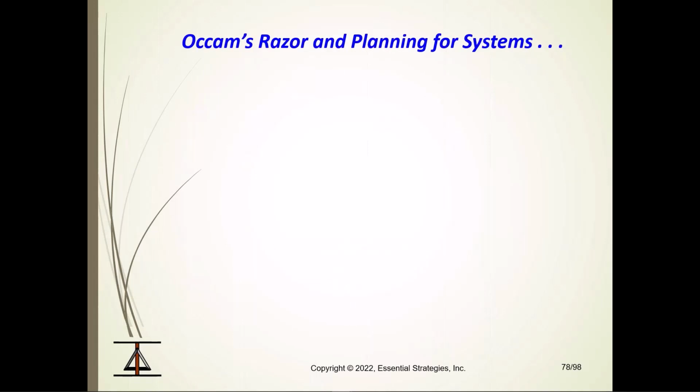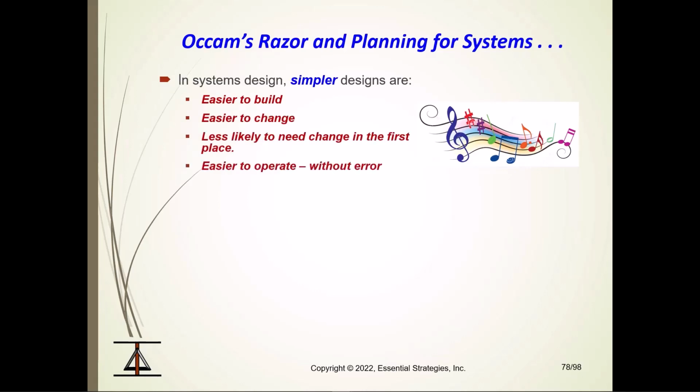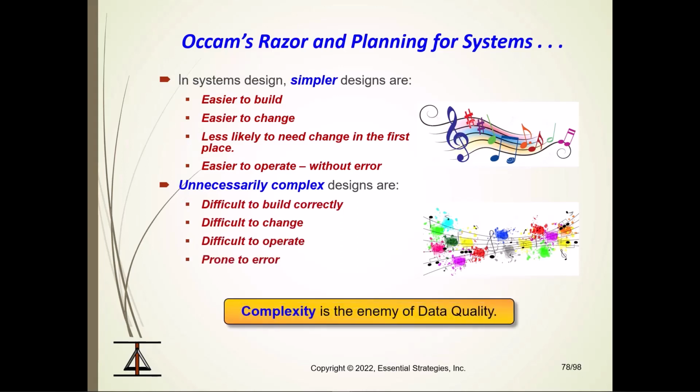Occam's razor and planning for systems. Simpler designs are easier to build, easier to change, less likely to be changed in the first place, and easier to operate without error. Unnecessarily complex designs are difficult to build correctly, difficult to change, difficult to operate, and prone to error. Complexity is the enemy of data quality.